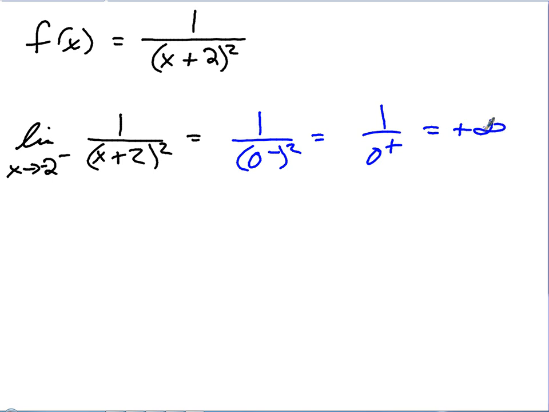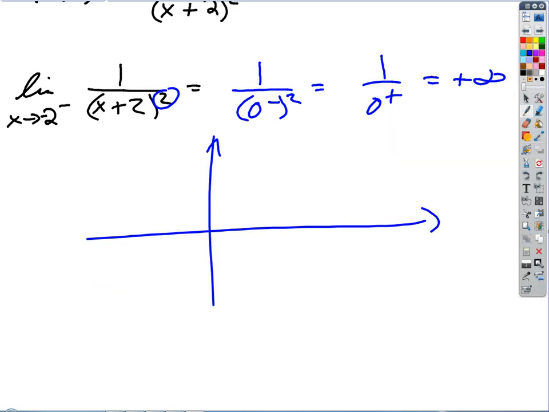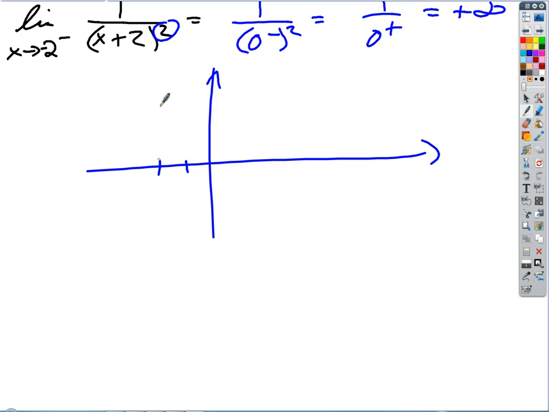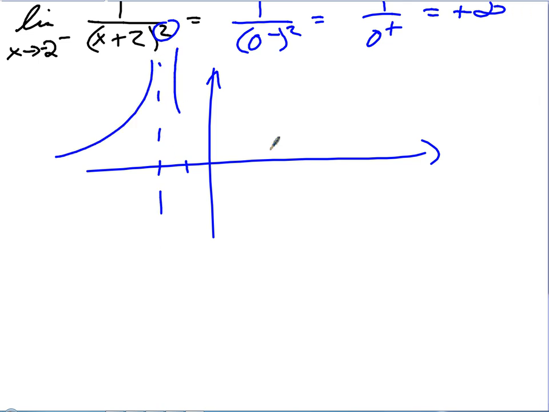And I'm going to get the same thing, aren't I? Because I've got that squared there, I know it's going to be positive, right? And so I can see that I'm going to get the same behavior as I approach negative 2 from the right. And so if I had to sketch this one, this one's doing this, isn't it?